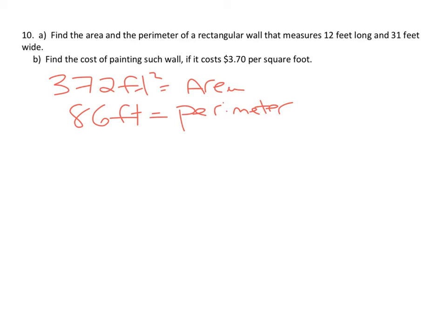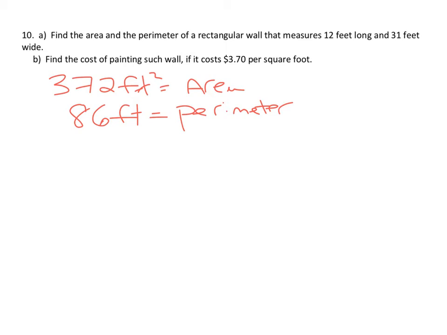372 feet squared was the area, or square feet, and 86 feet was the perimeter. So now we're asked in part B, find the cost of painting such a wall if it costs $3.70 per square foot. So the question is, which of these two pieces of information is pertinent to part B?